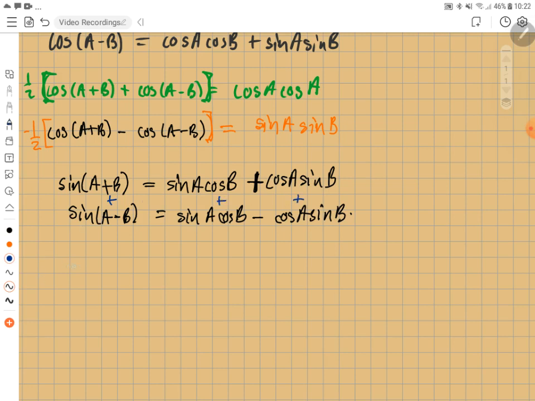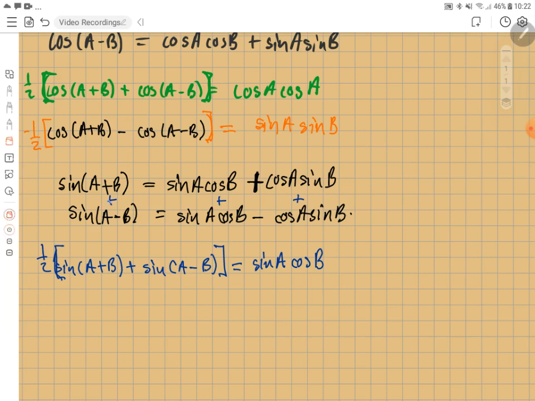This side is going to be sine(A+B) plus sine(A-B), and then this will be equal to sine A cos B plus sine A cos B. It would be 2 sine A cos B. If we take that 2 to the other side, it will become half, so it will be half of sine A cos B. And we know that the cos A sine B positive and the cos A sine B negative will cancel, and that's what we remain with. Okay, let's say we now have a subtraction sign.